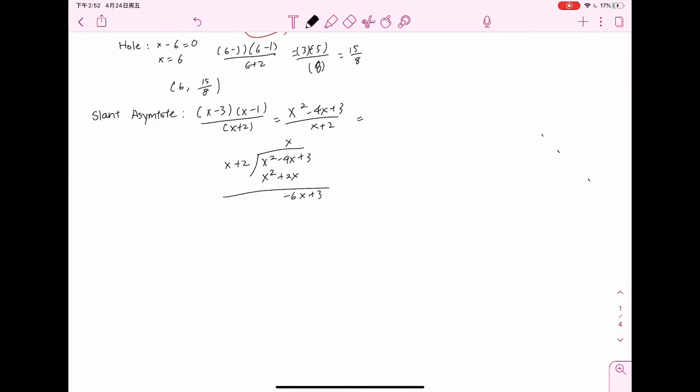After we solve that, we're back to the division part. And after solving this problem, we can see that the slant asymptote of this equation will be x minus 6 on the top.